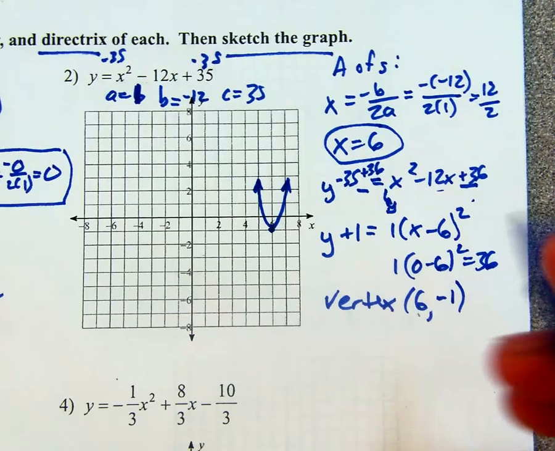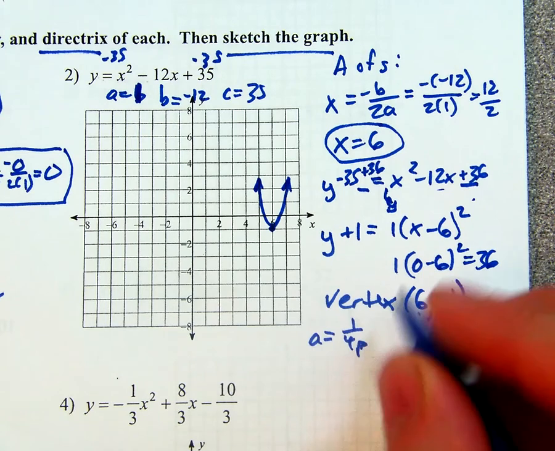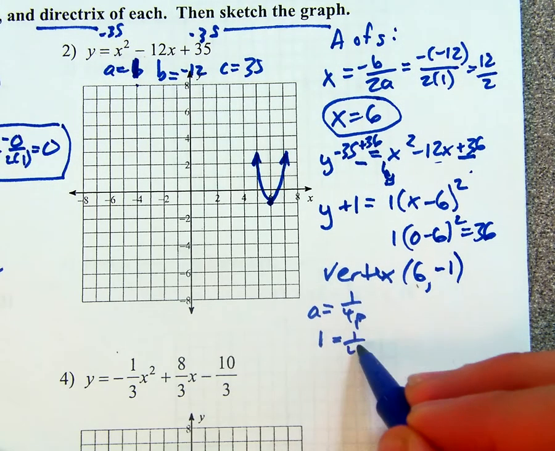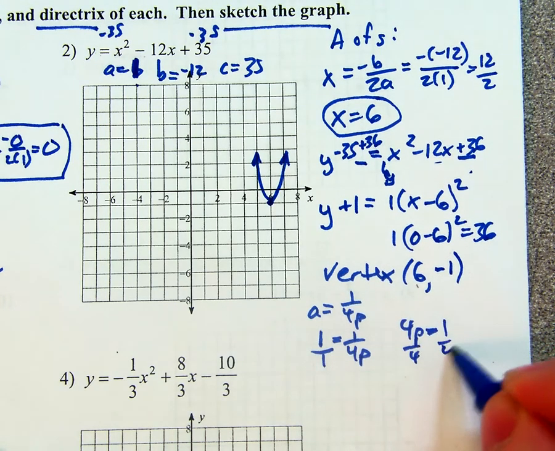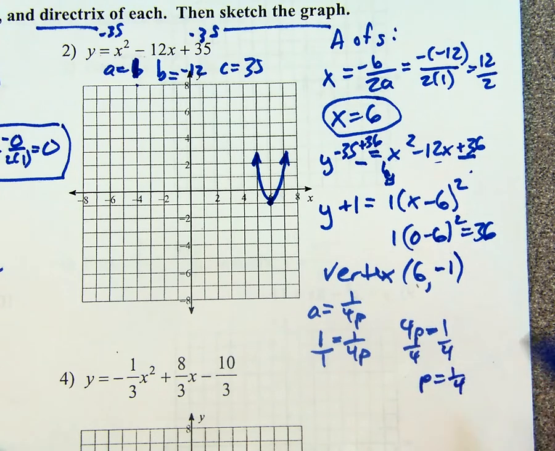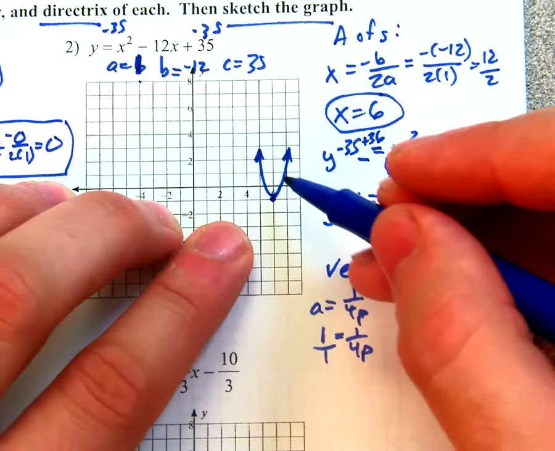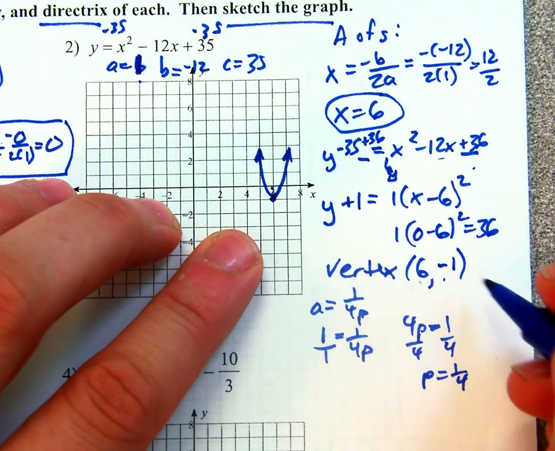Now we're going to find the focus. So a equals 1 over 4p. So a is 1. 1 equals 1 over 4p. Cross multiply, you get 4p equals 1. Divide by 4, p is 1/4. So that means we're going to take this vertex, and since we're right above it, the focus would be, we'll add 1/4 to negative 1.